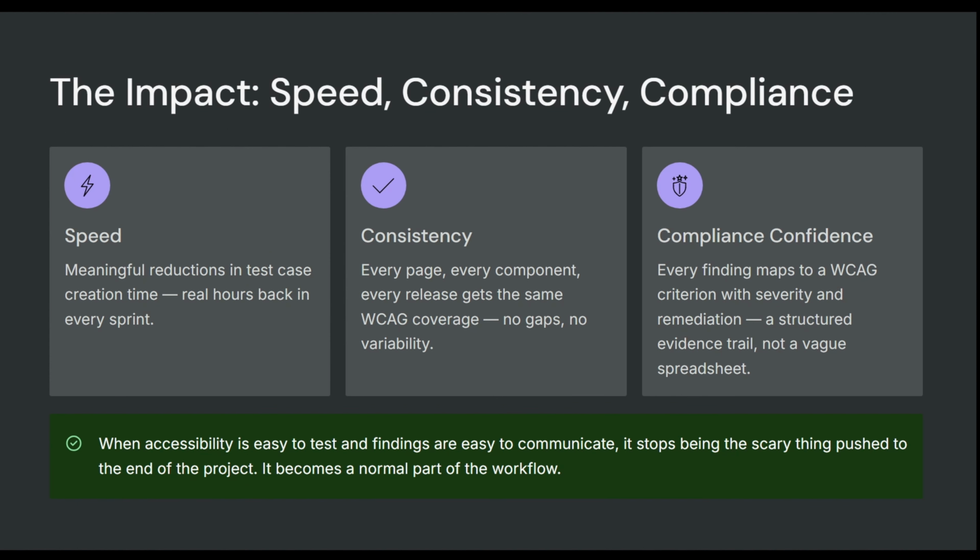Now let's talk about impact in concrete terms. Teams using AI-assisted test generation report meaningful reductions in test case creation time. That's not a marginal improvement. That's getting real hours back in your sprint. Every page, every component, and every release gets the same WCAG coverage. No more gaps because a particular tester was on vacation or unfamiliar with a specific criterion. When your audit report maps every finding back to a specific WCAG criterion with a severity rating and remediation note, you have documentation that actually means something, not a spreadsheet of vague notes.